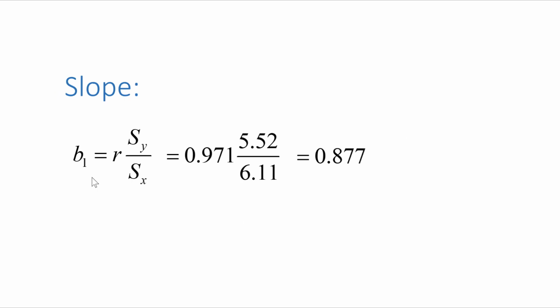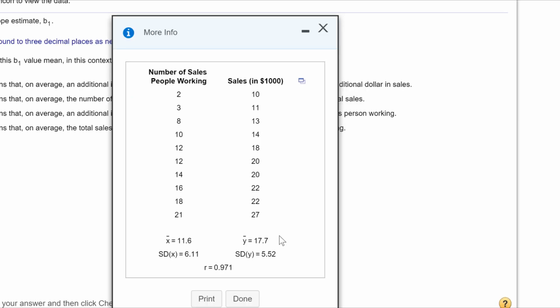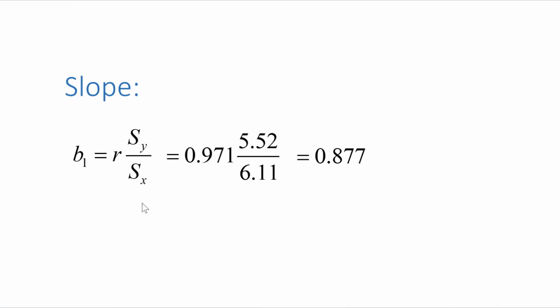So I did want to show you, if you want to do this part by hand, if they give you r, the standard deviation of Y and the standard deviation of X, which they do, it's all right here in the problem. They give us r, 0.971, and they gave us the standard deviation of X and the standard deviation of Y. This is sort of the formula way to do it. We did, I think, one of these, maybe 2, by hand in the video. We can plug all that in: 0.971 times 0.552 divided by 6.11, and we get 0.877.